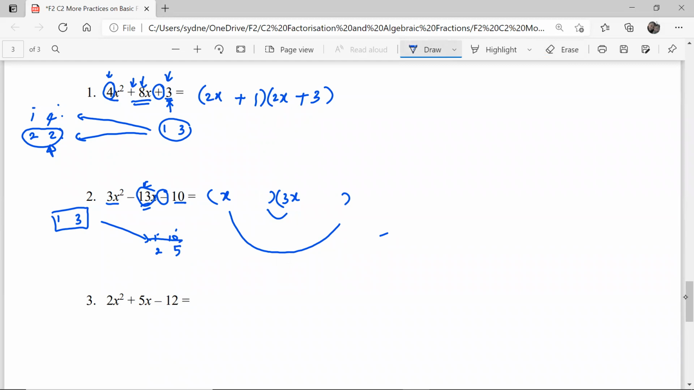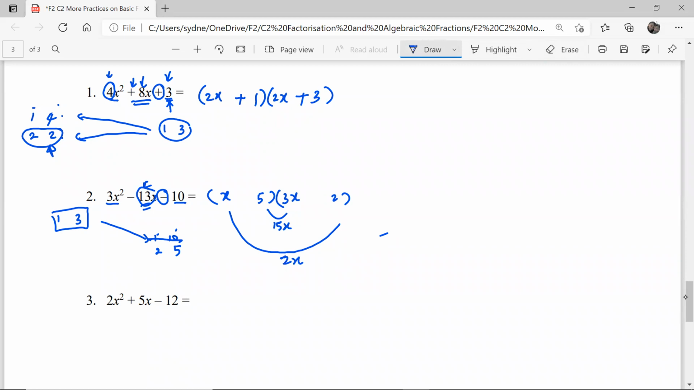So maybe we put 2 here, put 5 there. 2 times 3, 6x. x times 5, 5x. Minus it, we get 1x. But we want 13x, so cannot. Swap the place. Swap the position of 2 and 5. So put 5 here and 2 there. And now we have 5 times 3, 15x. 2 times x, we get 2x. So isn't it 15x minus 2x, we get 13x.